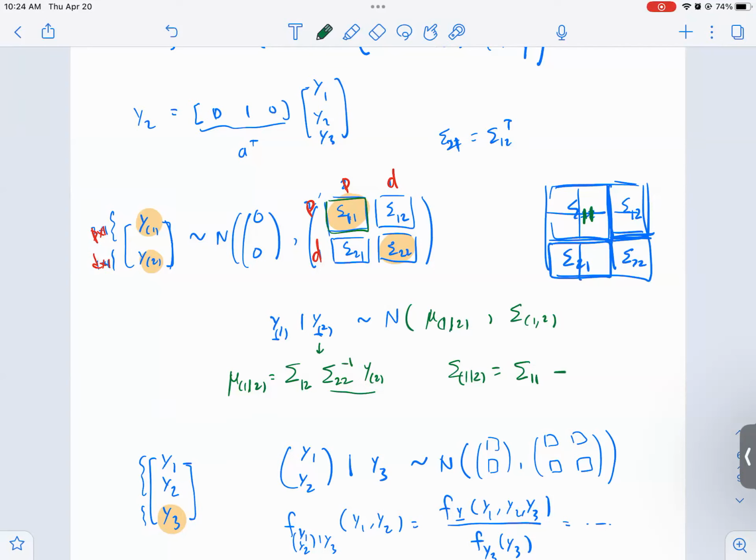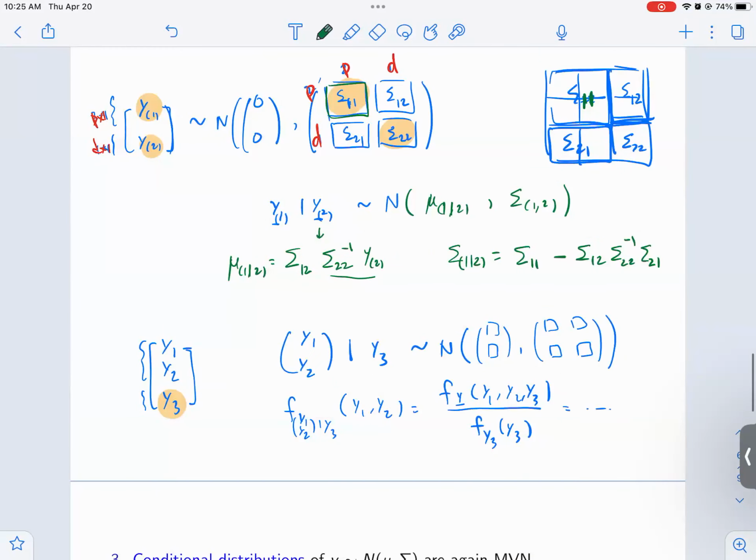So when you condition, you reduce the variance. The thing that you subtract is like sigma 1, 2, sigma 2, 2 inverse, sigma 2, 1. So this gets subtracted, and you can think of it as a reduction in variance. I don't expect you to remember this, but there is a logic to it. So you have sigma 1, 1, and then you subtract sigma 1, 2, sigma 2, 2 inverse, sigma 2, 1. There's some reasoning for why it looks like this.